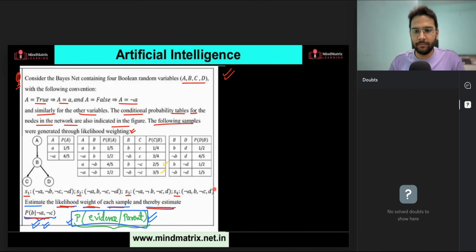Correct. But if in the exam they give you more samples, and in a single sample it is not not A, I mean, A is in true form, understand, do not consider that sample.